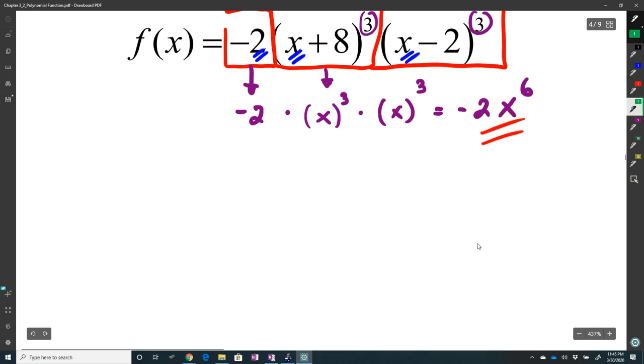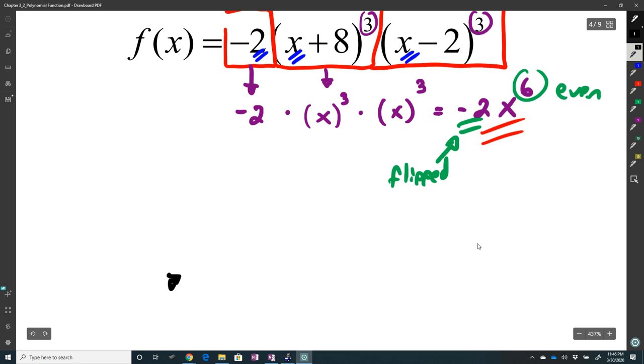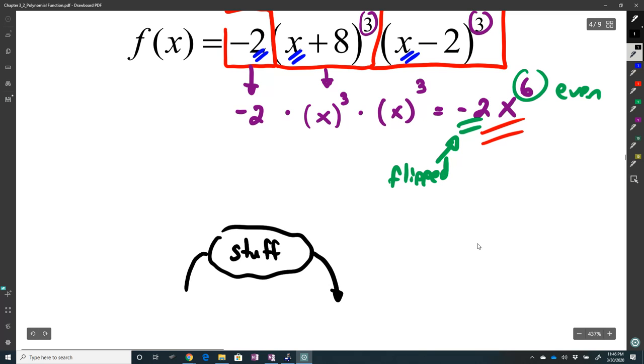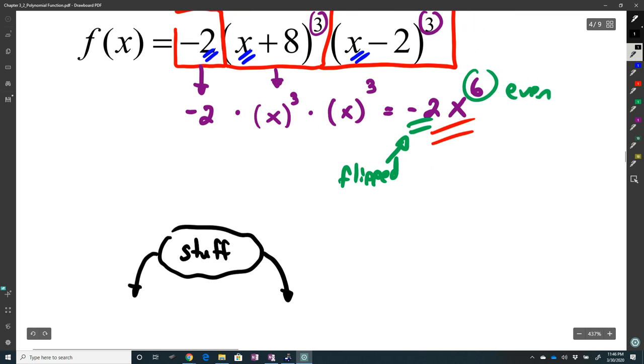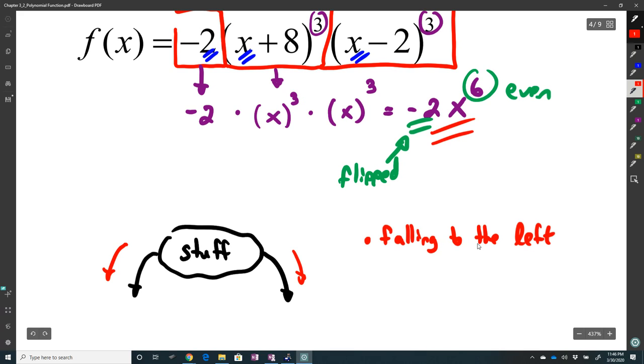And notice that this is even. That is flipped. So it's a flipped parabola. My graph is going to look like, well, first there's the cloud of stuff, but it's going to be a flipped parabola. And so if you look at this, notice on both sides it's going down. So if you're dealing with a problem on the homework where it puts it in words, then you would say falling to the left and falling to the right.